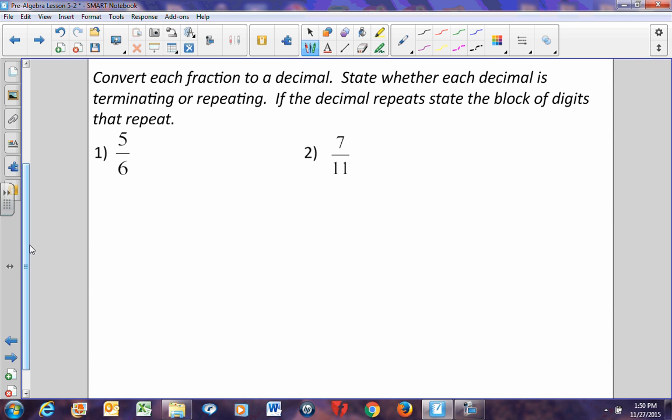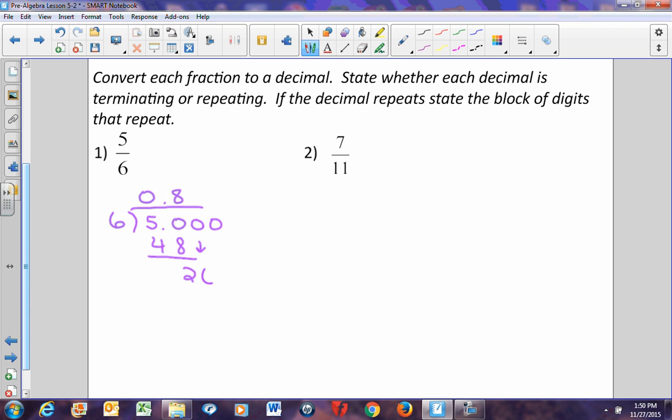Okay, so let's take a look at this. 5/6. If we're going to change this to a decimal, that means we're going to take the denominator, the 6, and divide it into the numerator, the 5. I'm going to add a decimal point and several zeros because I'm not sure how many I need. 6 does not divide into 5, so I'll put a 0 up there. 6 will go into 50. Let's see, 6 times 7 is 42. 6 times 8 is 48. So I'm thinking 8 times here. 6 times 8 is 48. 50 minus 48 is 2.